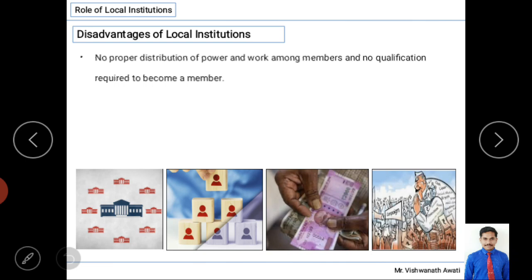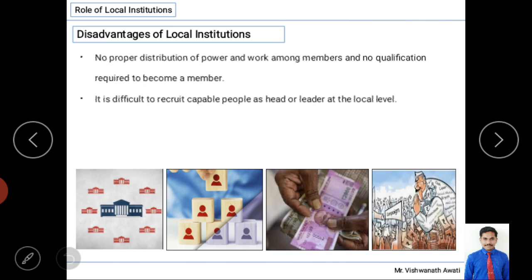I don't mean that qualified people will perform very well, but some required knowledge will be there. It will not come only by a degree. It can also come through proper learning through experience. So if you are a good or knowledgeable person in that area, then you are a qualified person. Qualification means you should have some knowledge related to that. Then you are a qualified person, right? So here, no proper distribution of power and no qualification required to become a member.